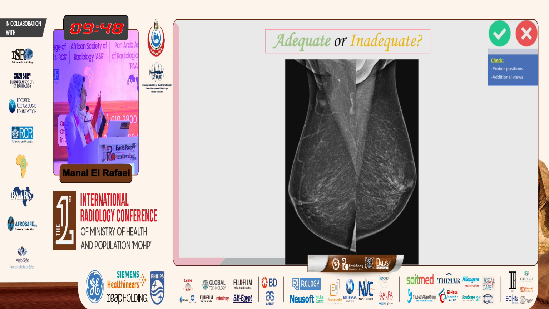So is this image adequate or inadequate? Actually, this one is inadequate. We cannot see the inframammary fold, and it is not the full length of the pectoralis muscle, and so the right nipple and left nipple are not in view.